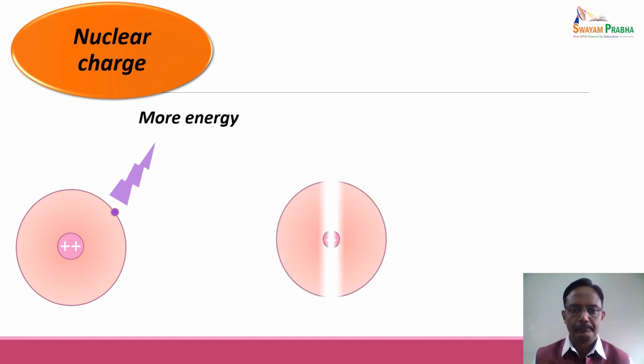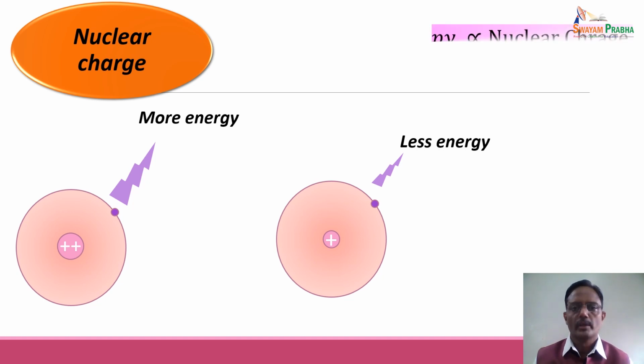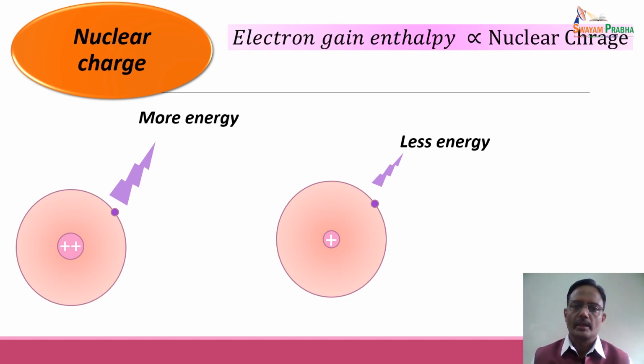But if the positive charge on the nucleus, or nuclear charge, is less, then the force of attraction between the nucleus and the incoming electron is less, and as a result, when this electron is added, a smaller amount of energy is released and electron gain enthalpy is low, or less negative. In other words, we can say that the electron gain enthalpy is directly proportional to nuclear charge. More is the nuclear charge, more is the electron gain enthalpy.